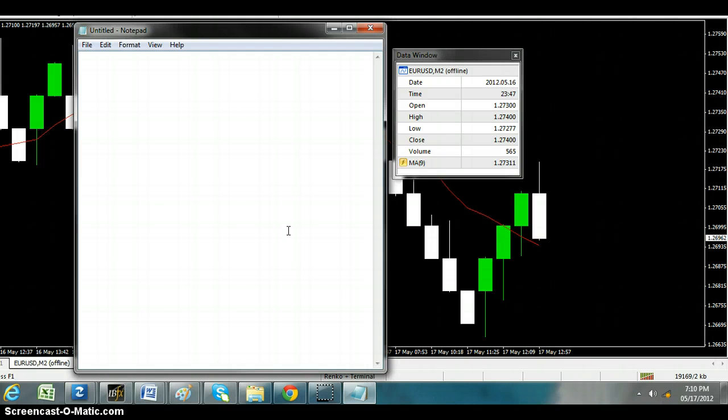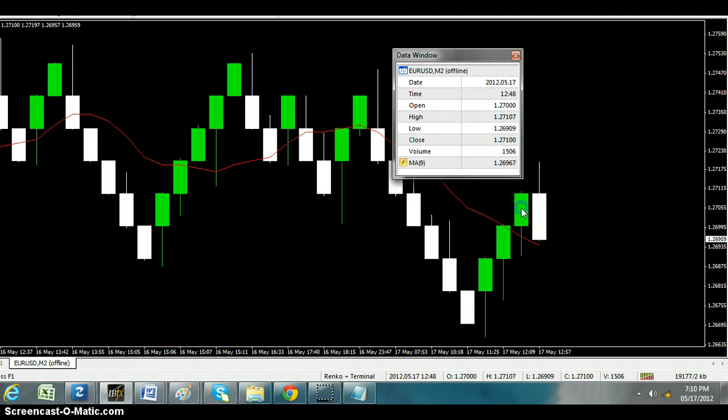Hi there. Now we are going to see how the exit would take place in a trade by taking a live example. This is the candle which has closed above the moving average. The moving average is at 2696. The close of this green candle is at 2710.